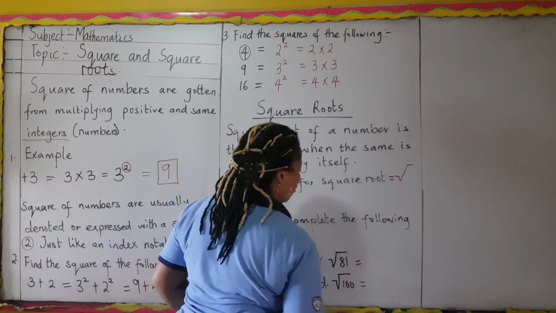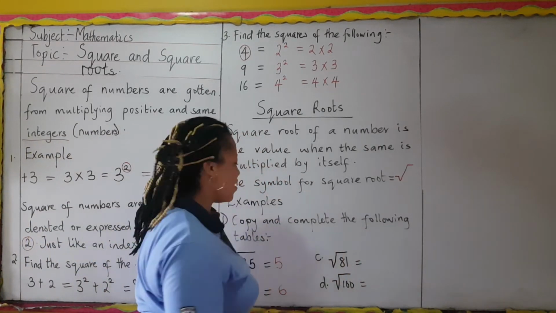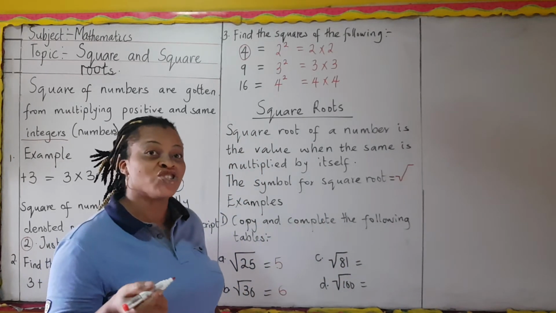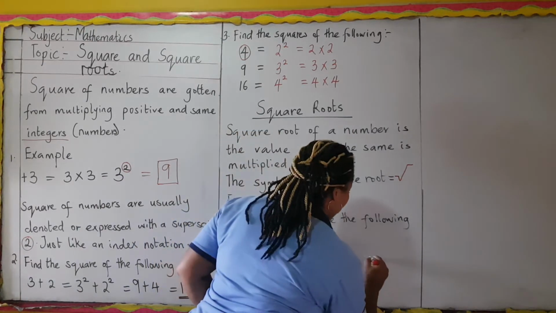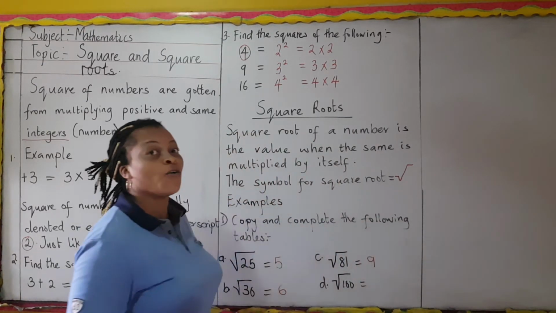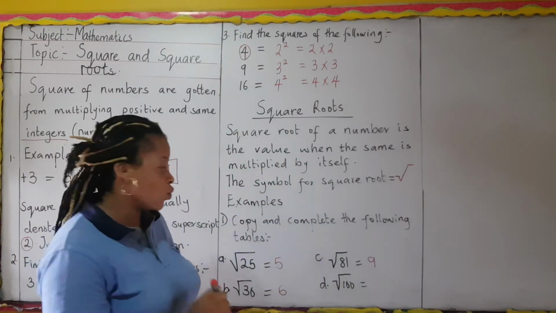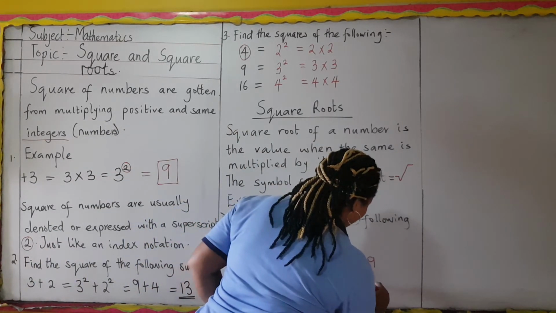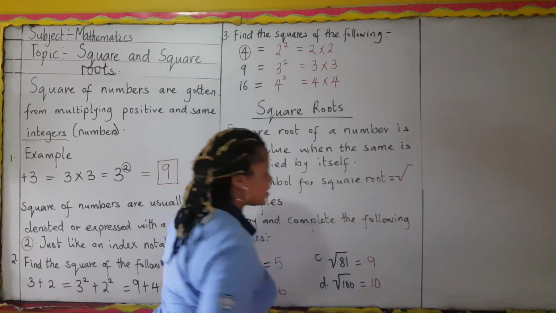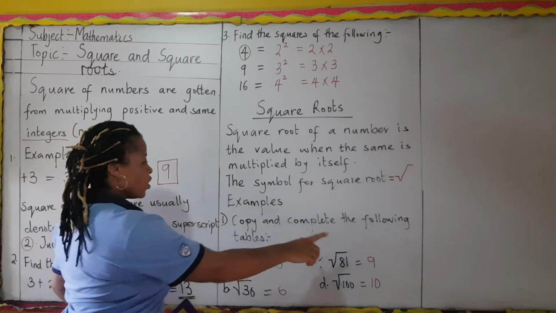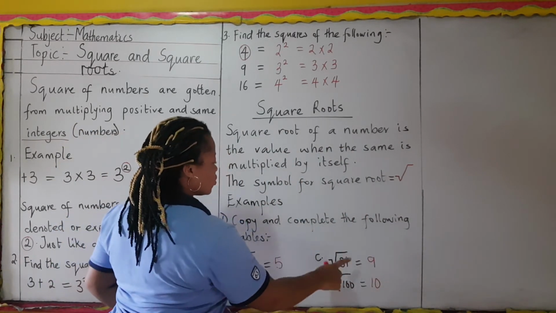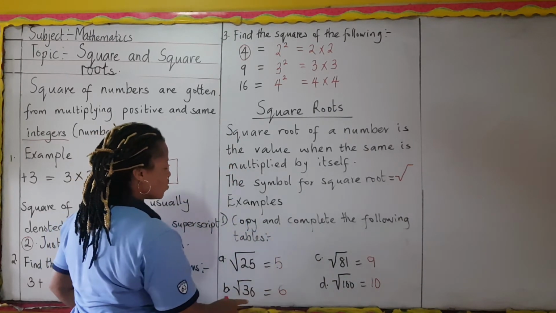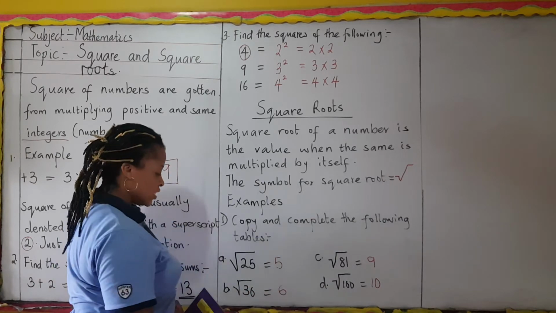Then I go to 81. 81 is 9. So how do I know that? Because I've learned over time my multiplication table. So this is 9. 9 multiplied by itself will give us the number 81, which is a perfect square. Here I have another one, 100, and that is 10. So the square root of 81 gives us 9. Square root of 100 is 10. Square root of 25 is 5. And square root of 36 is 6.